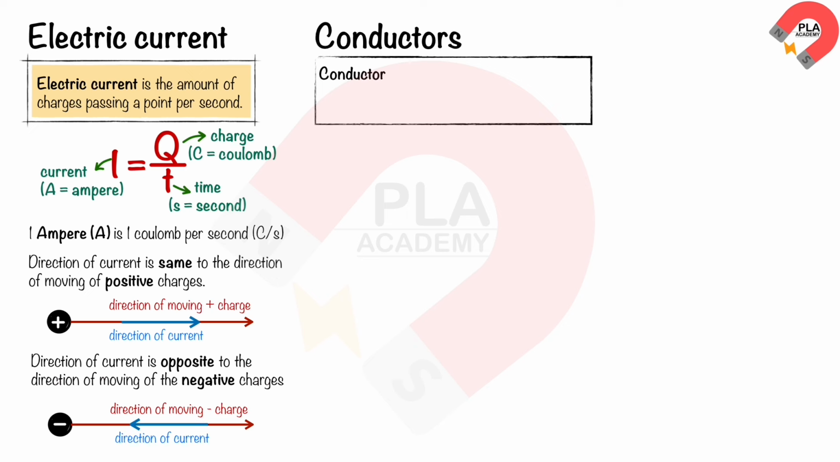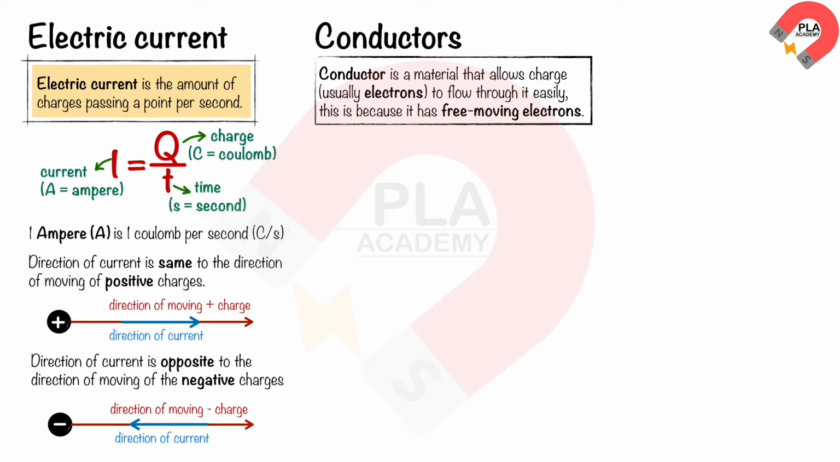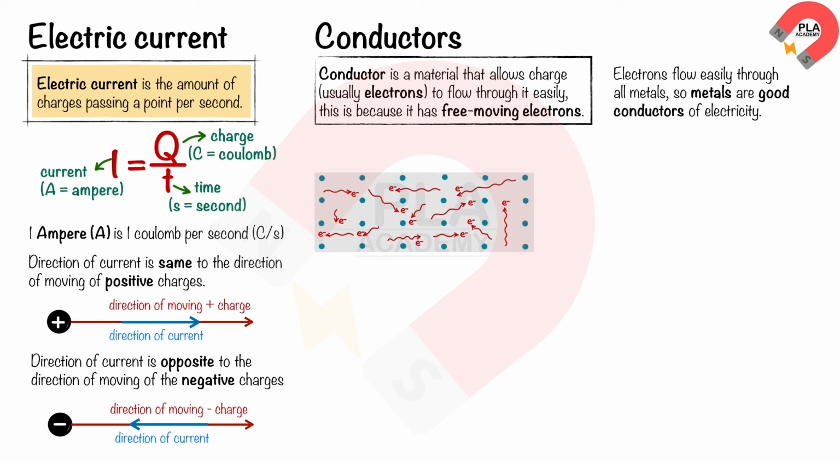Conductors. A conductor is a material that allows charge, usually electrons, to flow through it easily. This is because it has free moving electrons. Electrons flow easily through all metals. We therefore describe metals as being good conductors of electricity. In metals, some electrons are free to move between the atoms.